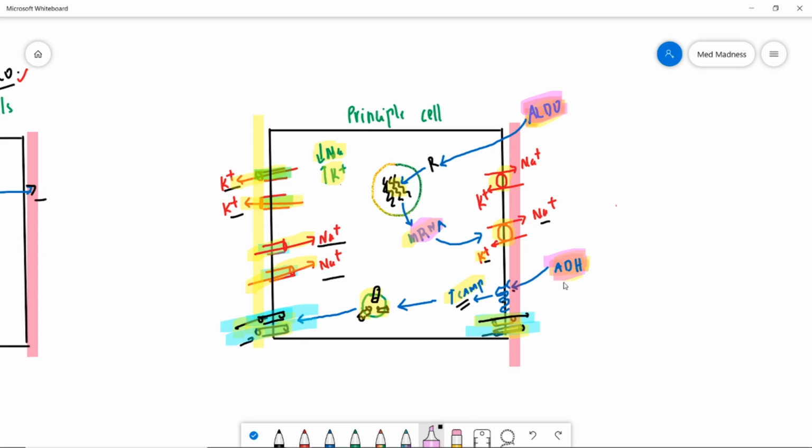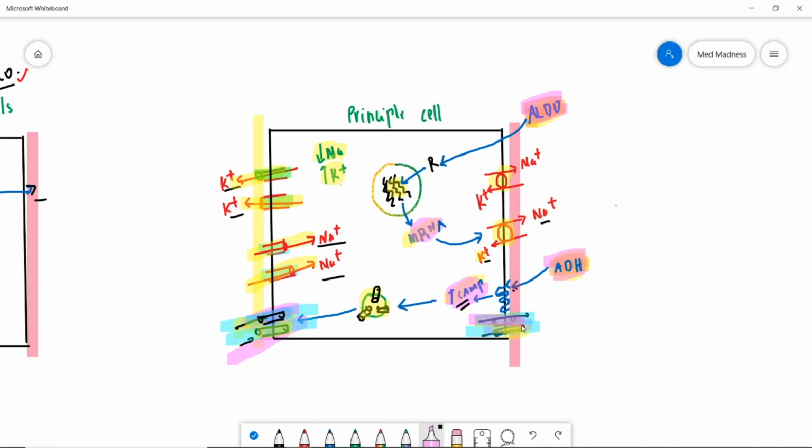Now moving on to ADH. ADH is a protein hormone, so it cannot go inside the cell. It acts on the G protein coupled receptors, increasing the cyclic AMP. Now what happens? We have some water channels inside the cells. These get energized by the increased cyclic AMP and water channels are incorporated into the luminal side. So an increased amount of water is reabsorbed. So what happens in the principal cells? Increased sodium and water reabsorption that maintains the blood pressure.